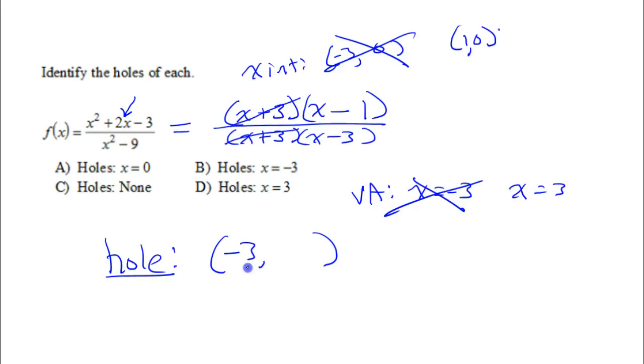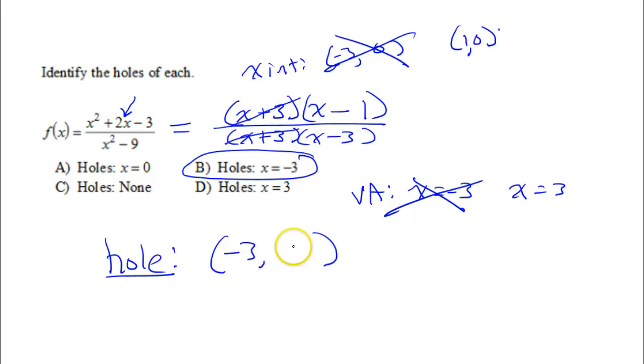And it will not necessarily be negative 3 comma 0 either. Instead of having a vertical asymptote at negative 3, again, I will have a hole at negative 3. We do need to know what the y value of the hole is for graphing purposes. But as far as this multiple choice question, the answer is B. There's a hole at x equals negative 3.